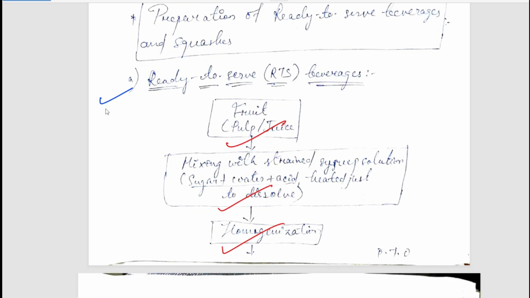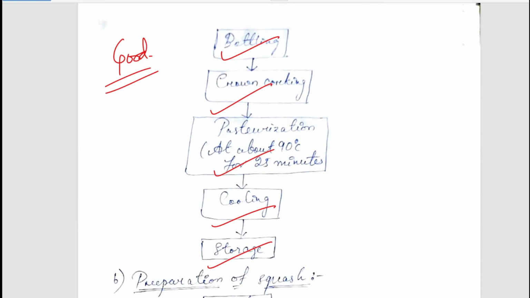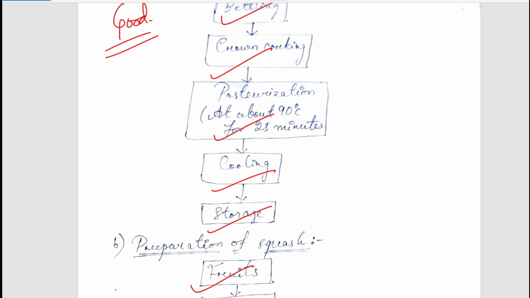Now its preparation methods have been mentioned. First of all, we will take fruit, mix it with strained syrup, then homogenize, then bottling, then crowning, pasteurization, cooling, and storage. So this is the preparation.